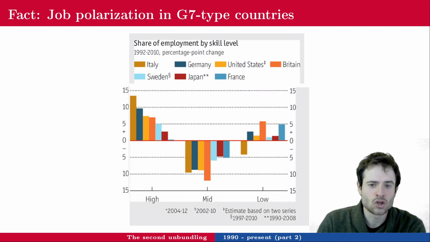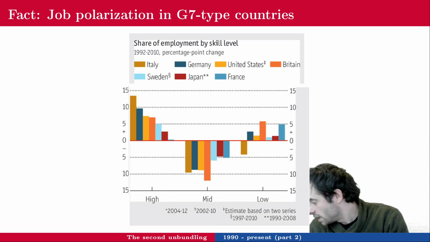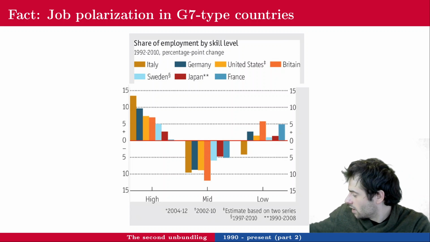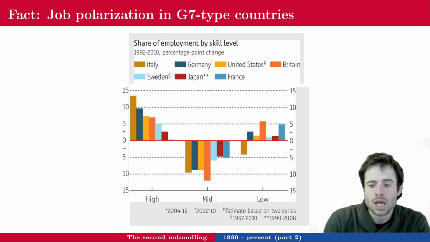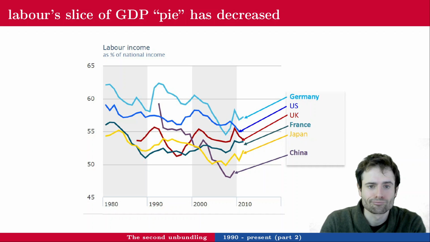And you can look at the share of employment by skill level in Western countries, in G7 countries. In high skills, it has increased. In low skills, it has increased a bit, but it has mostly decreased in mid skill level.